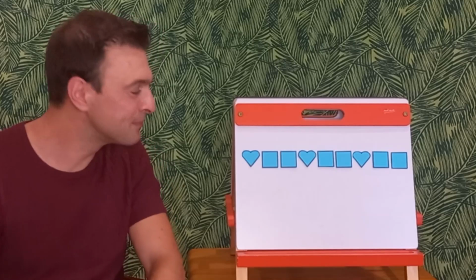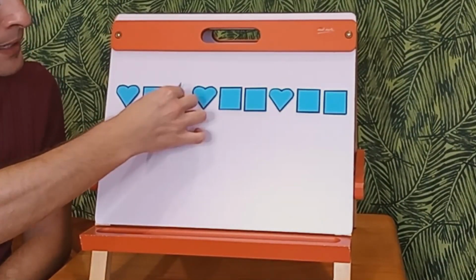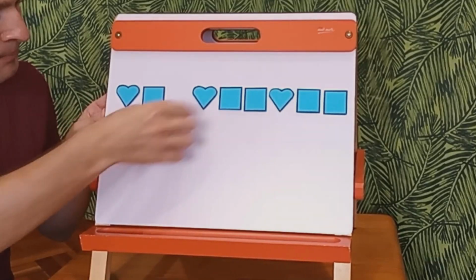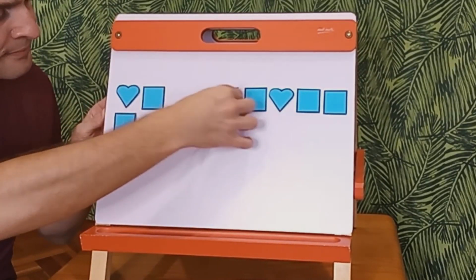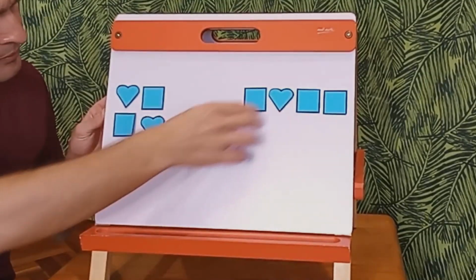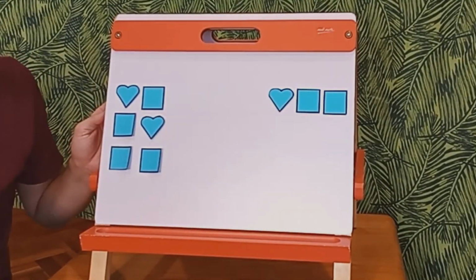Let's have a look. When we made a two-part pattern, we could see that two elements kept repeating every time. Now, will that work here? Let's see. Does that look right to you? No, it doesn't, does it?